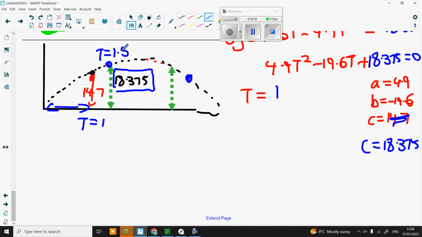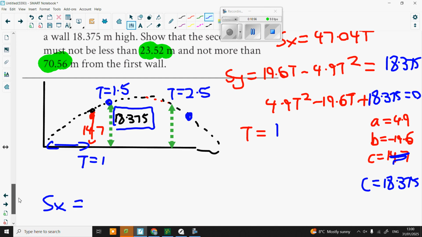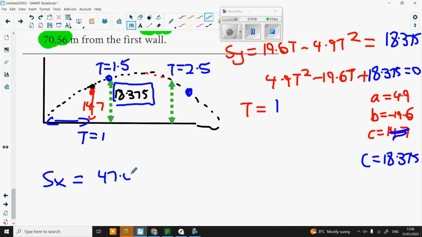3 over 2, so that's a T value of 1.5. That has to be on the way up, and then on the way down, 5 over 2 or 2.5, yeah? Now we're laughing. Now let me explain why we're laughing. Now, what's the SX equation? We had it a minute ago. Now get this, all right? Multiply that by 1, where T is 1. 47.04 times 1. What's the answer?